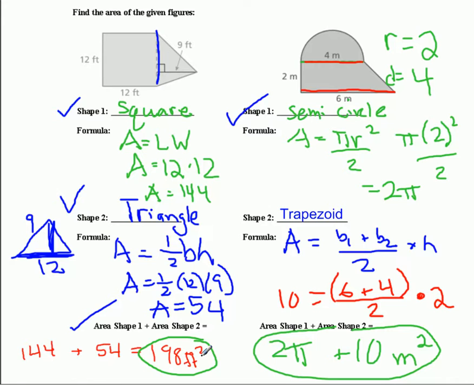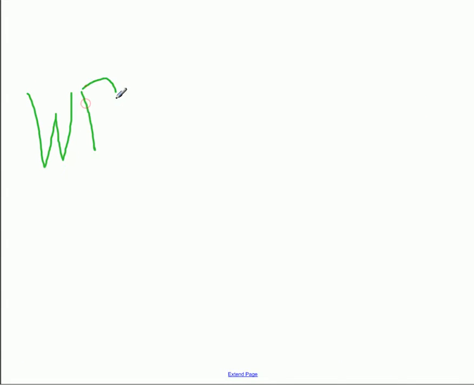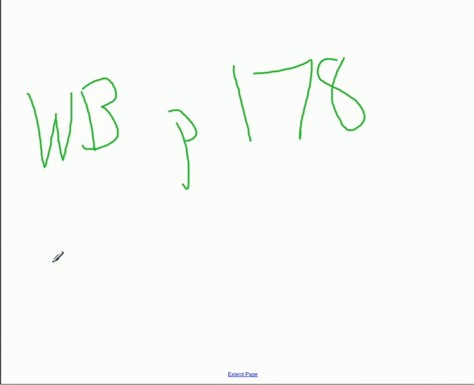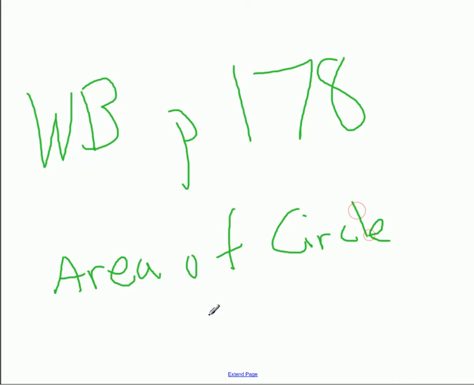If you have a lot more time, what you can do is you can get out your workbooks and you can turn to workbook page 178. What that will do is that's reviewing area of a circle that we did yesterday. Be careful, there are full circles, but there are also semicircles. That's a terrible semicircle, sorry. So just be aware of that. Remember, the formula changes when I'm dealing with a semicircle, so be aware.